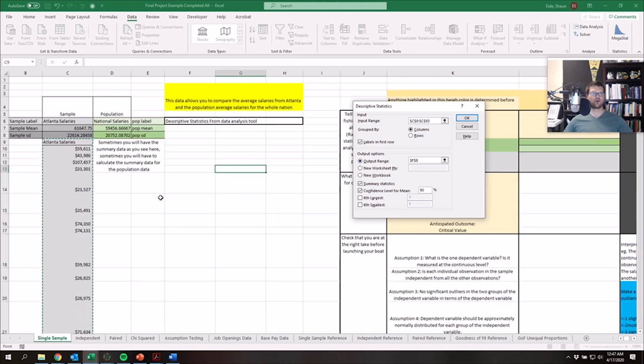And then the output range, where do I want this? I want this to go right here. And you'll notice it says Descriptive Statistics for the data analysis tool. Just put it right under there. And then I want the summary statistics and the confidence level for the mean.